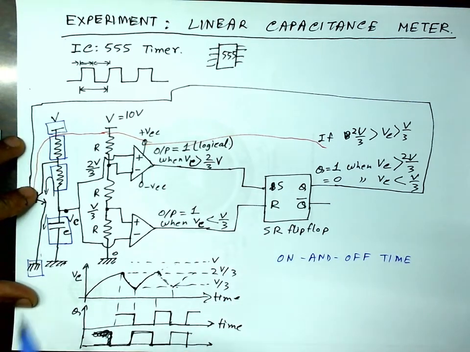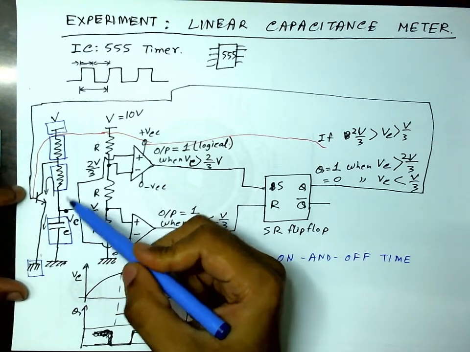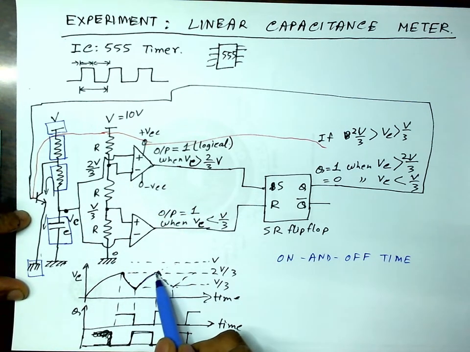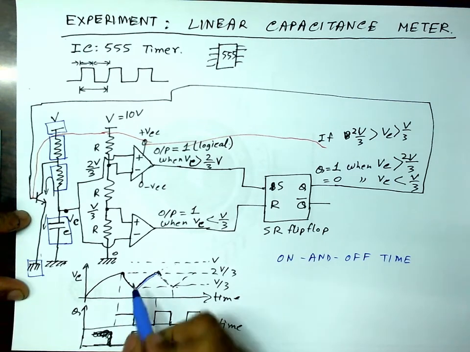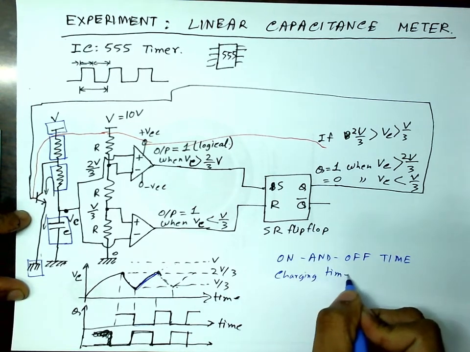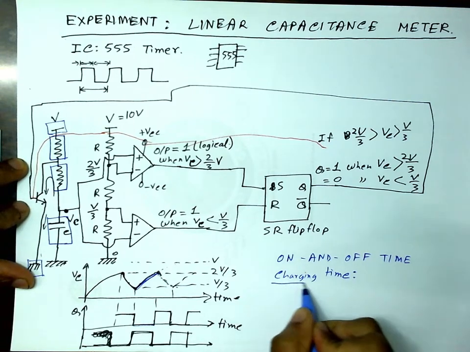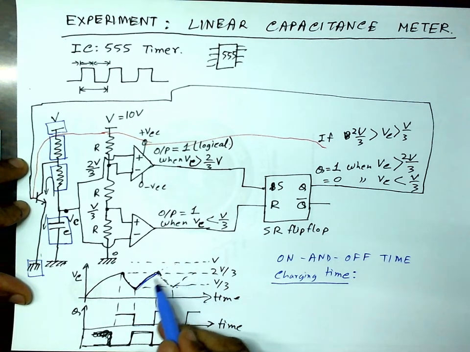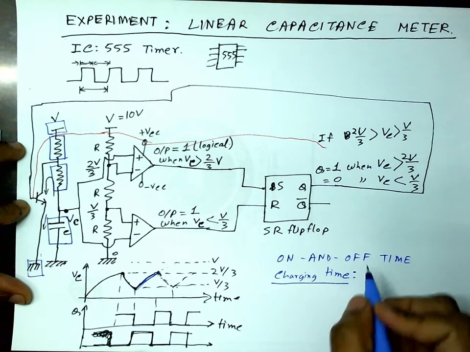Okay, so how long will this capacitor take to get charged from V by 3 to 2V by 3? This time. This is the time when this Q is 0 and Q bar is 1. So let's find out this time. Okay, charging time. Okay, so I'll not do the detailed derivation of this voltage Vc as a function of time, which comes by solving a differential equation. I assume that you can do it yourself, or you have already done it in some previous courses.